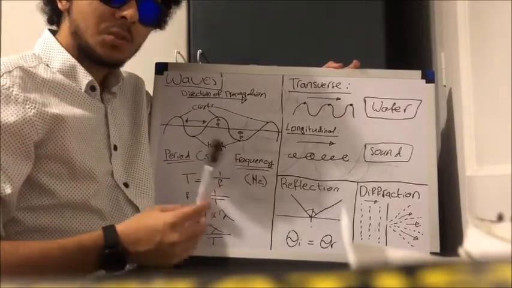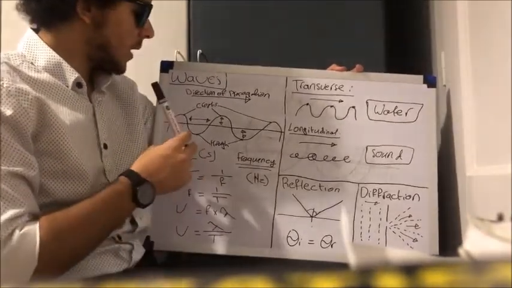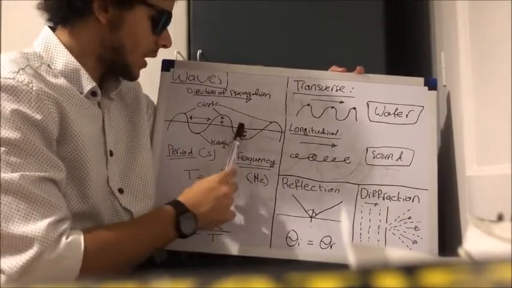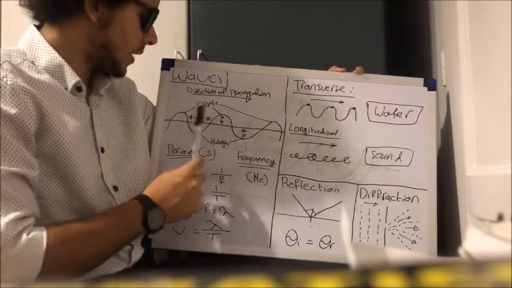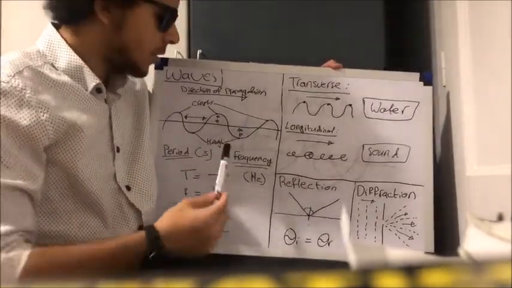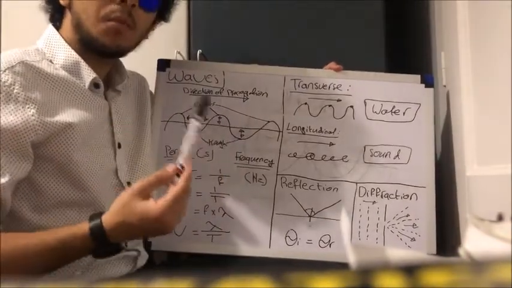Good morning, guys. Our topic today is going to be waves. This is the shape of a wave. Those are crests, those are troughs, amplitudes, and wavelength. Period is time taken for one complete wave. Frequency is number of waves per second.